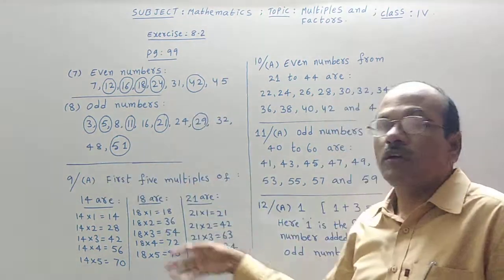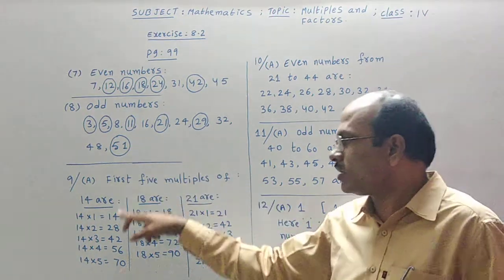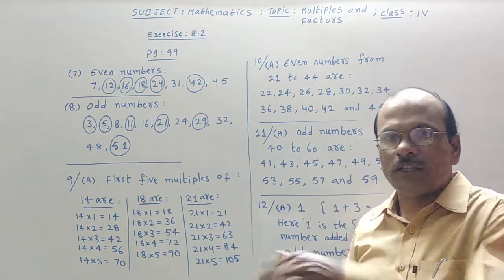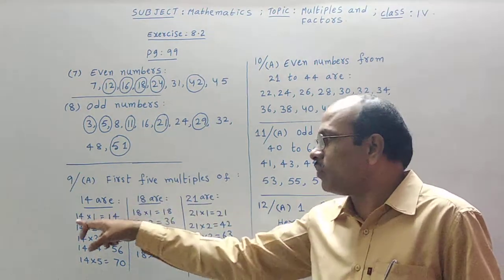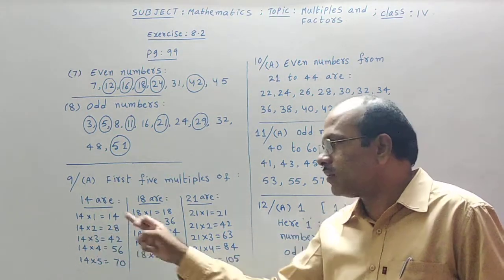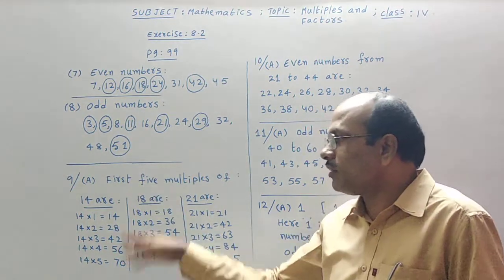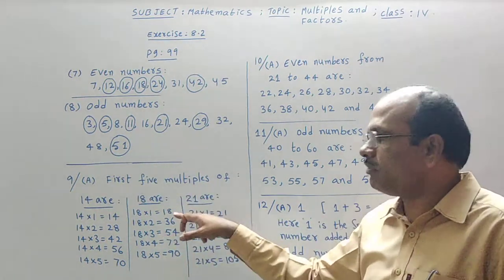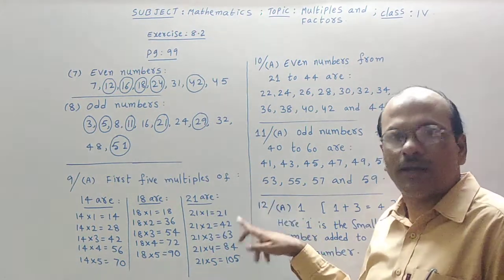Now the 9th question, which we already finished in the previous class. First 5 multiples of 14, 18 and 21. In yesterday's class we discussed that. First 5 multiples of 14. That means 14 should multiply with 1, with 2, with 3, with 4, with 5. All those are the first 5 multiples of 14. Same way for 18, 18 should multiply with 1, with 2. Like that 21, 21 should multiply with 1, like that.